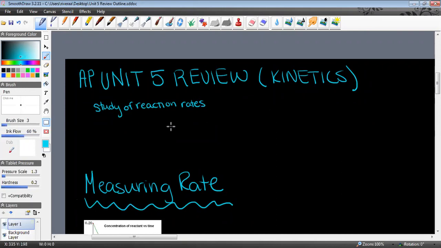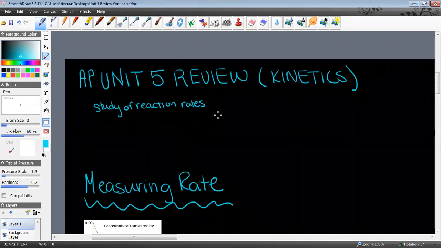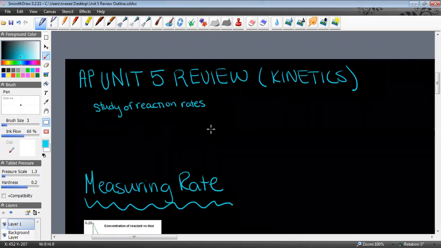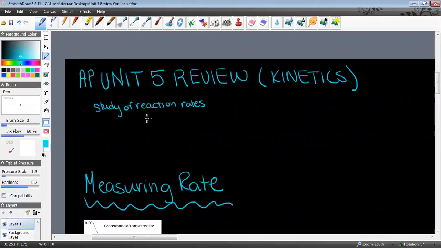Other important reasons are if we're actually trying to produce something, if we're trying to make a vaccine, or make an alloy to build a building out of, or we're trying to make ammonia for our fertilizers. Any of these reactions take time. And so we want to know how long they take and how we can affect their reaction rates. And reaction rates are governed by something called collision theory.